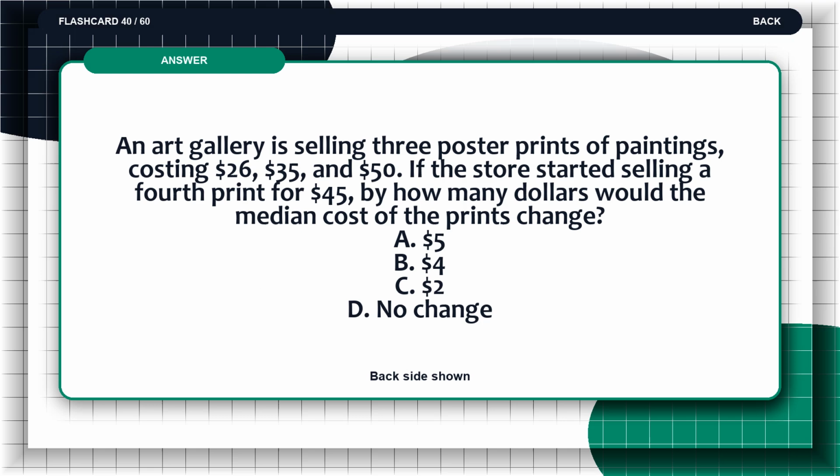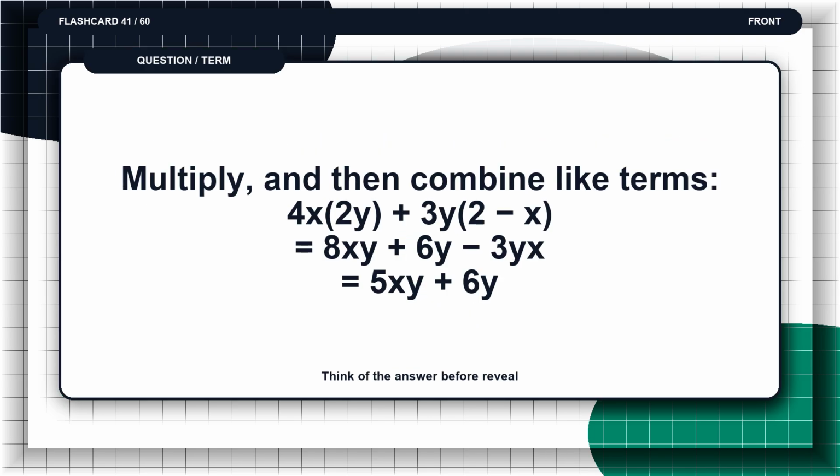The answer is, an art gallery is selling 3 poster prints of paintings costing $26, $35, and $50. If the store started selling a fourth print for $45, by how many dollars would the median cost of the prints change? A, $5; B, $4; C, $2; D, no change.